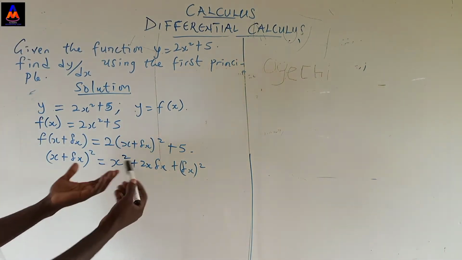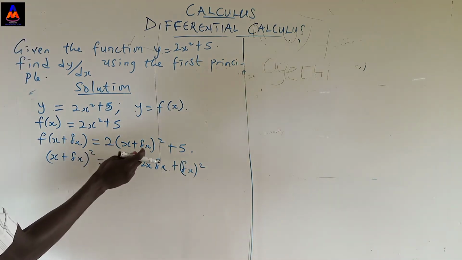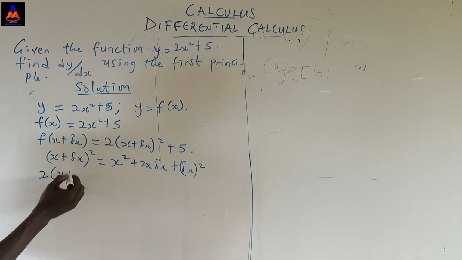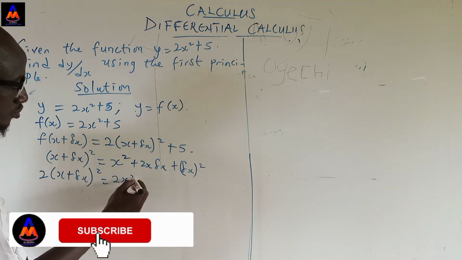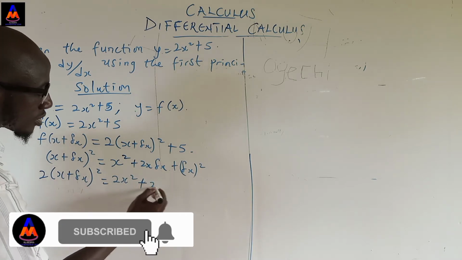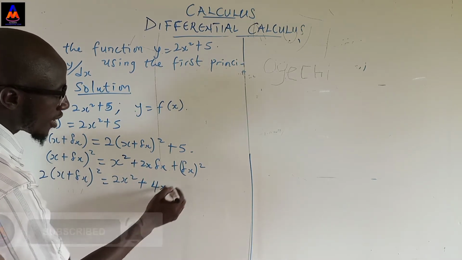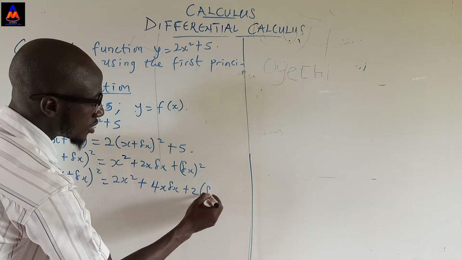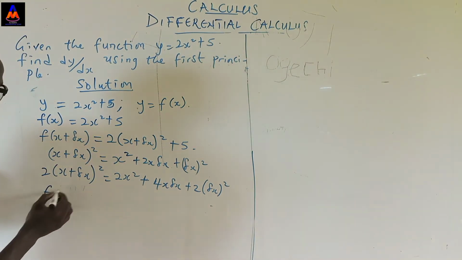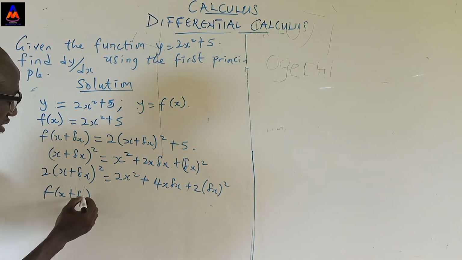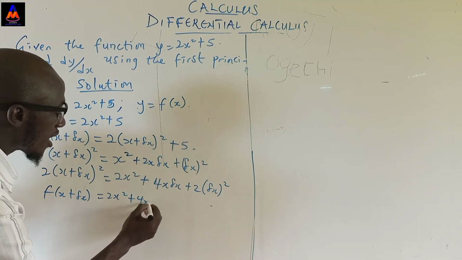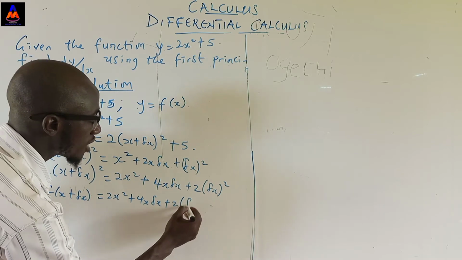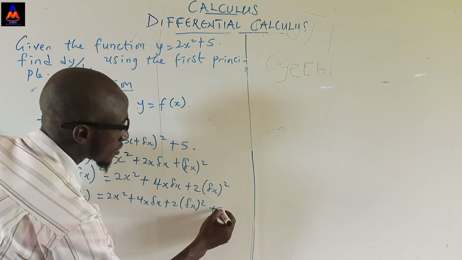So let's continue with our computation now. 2 is used to multiply this, so we can say 2 into bracket s plus change in s squared. 2 will be multiplied with each of them: 2s squared, 2 times 2, that's plus 4s change in s plus 2 change in s squared. So we can have our f of s plus change in s finalized as 2s squared plus 4s change in s plus 2 change in s squared plus 5.